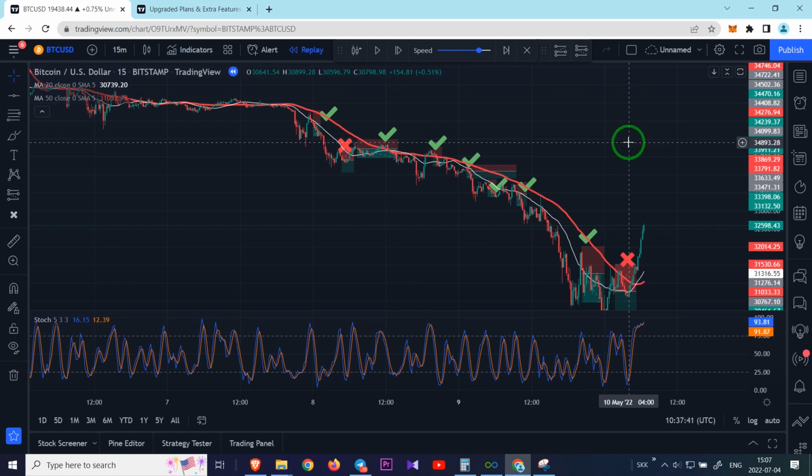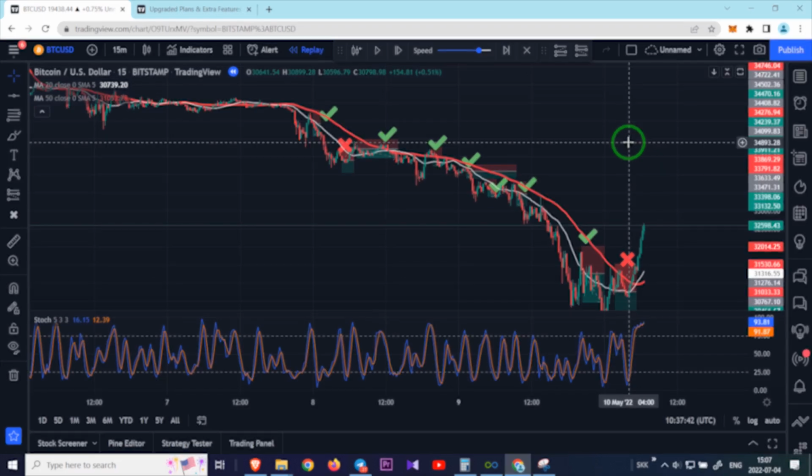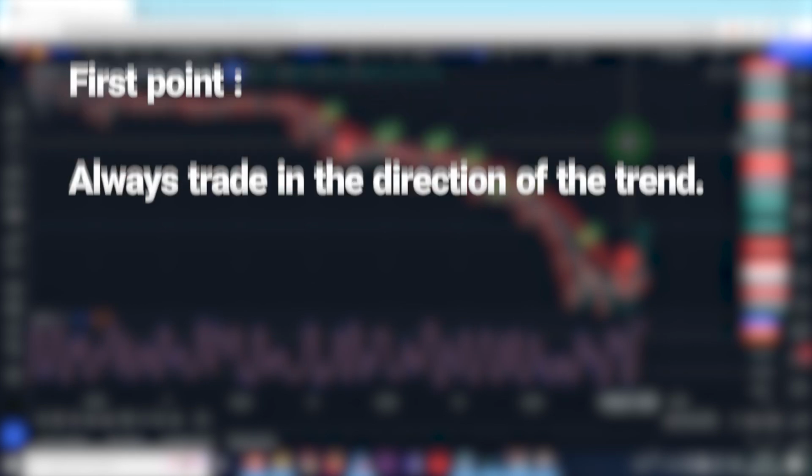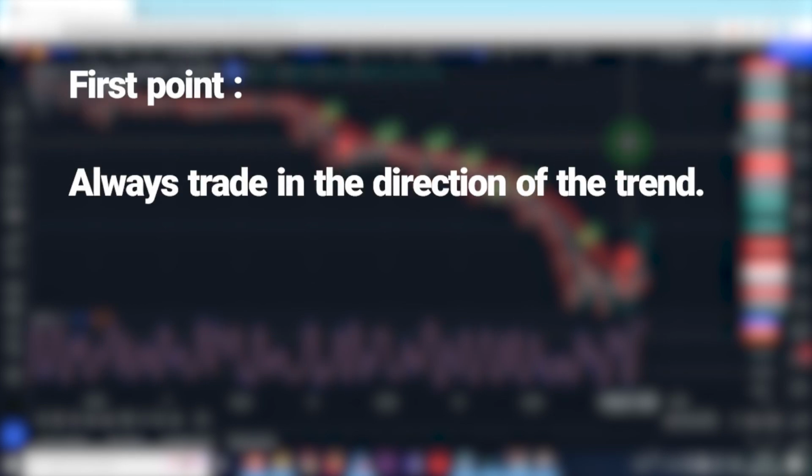But now it's time to tell you important points that if you don't follow, you will lose your money. The first point, always trade in the direction of the trend. This is the most important point.